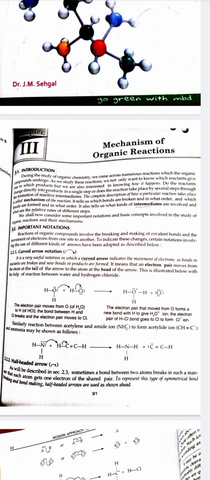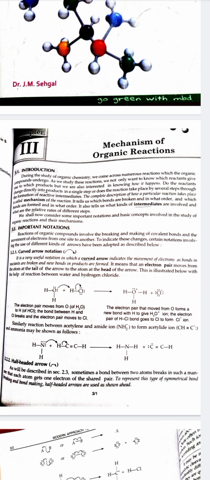During the study of organic chemistry, we come across numerous reactions which organic compounds undergo. As we study these reactions, we not only want to know which reactants give rise to which products, but we are also interested in knowing how it happens. Do the reactants change directly into products in a single step, or does the reaction take place by several steps through the formation of reactive intermediates?